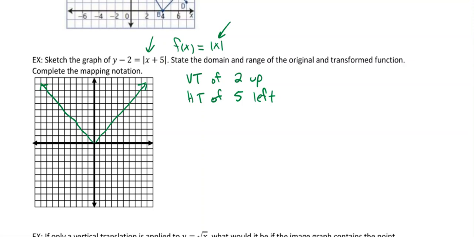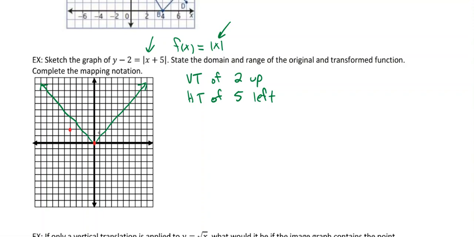Now we just have to do these things, right? So we figured out this thing has to go up 2, it has to go 5 left. Let's start with our origin. That point right there is going to go 2 up and 5 to the left. So it should be right there.